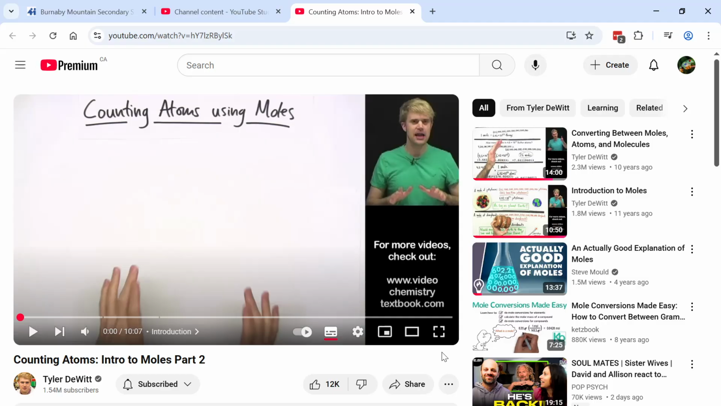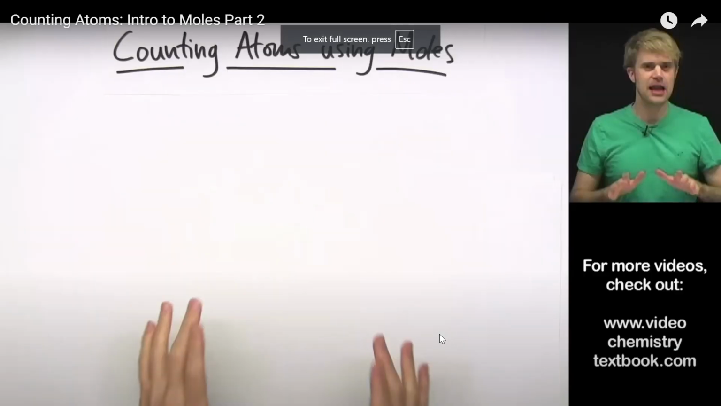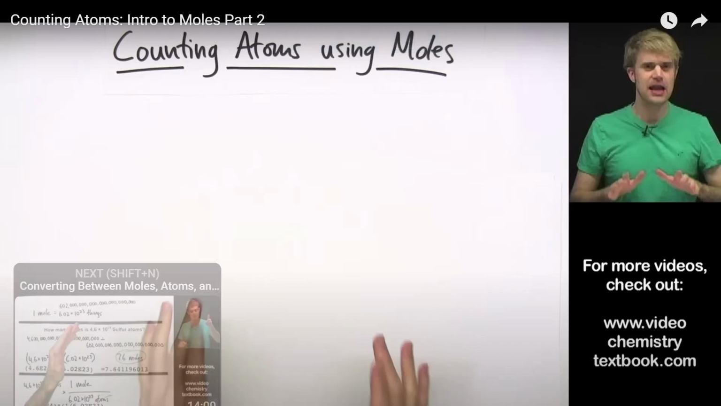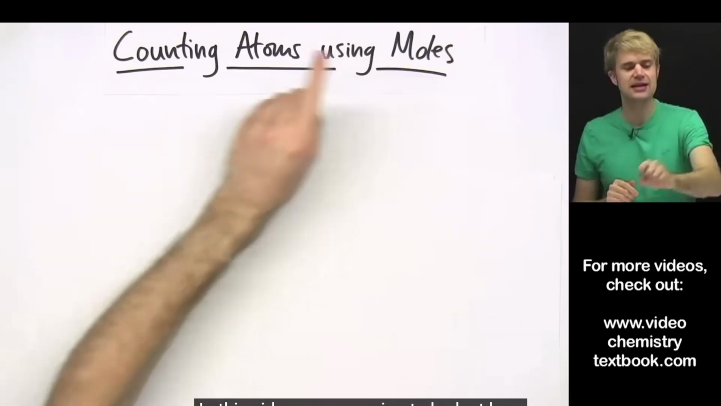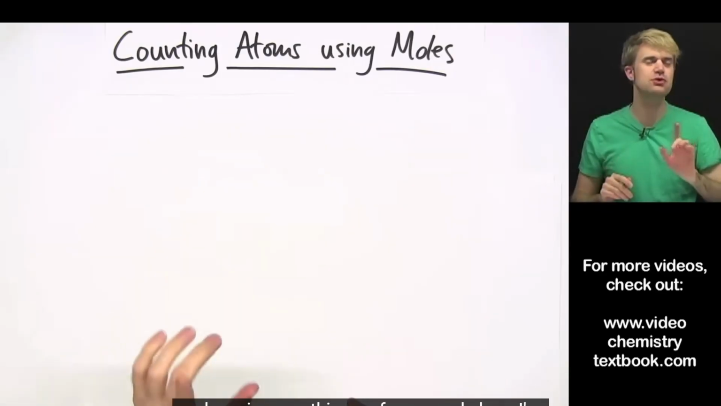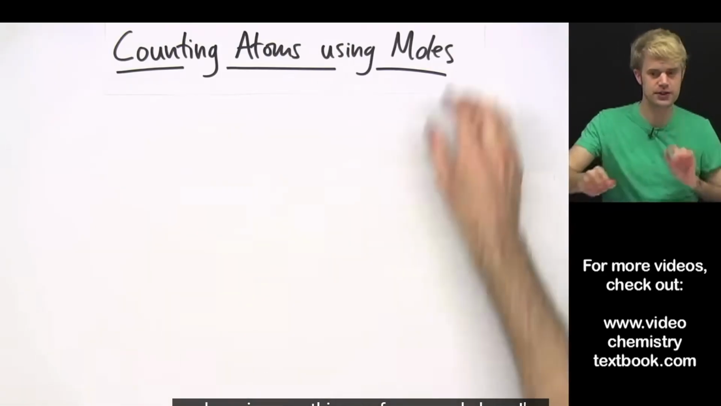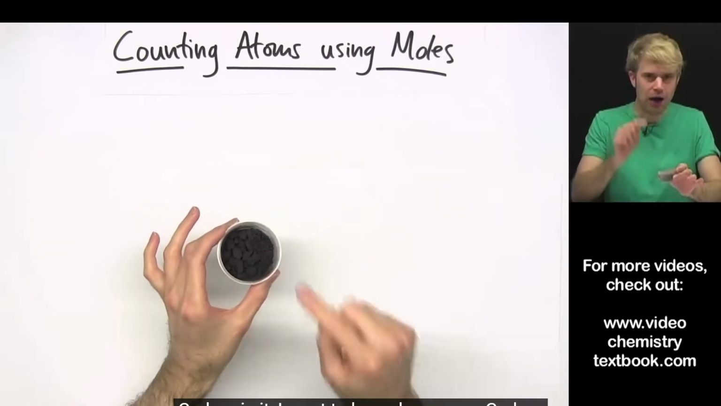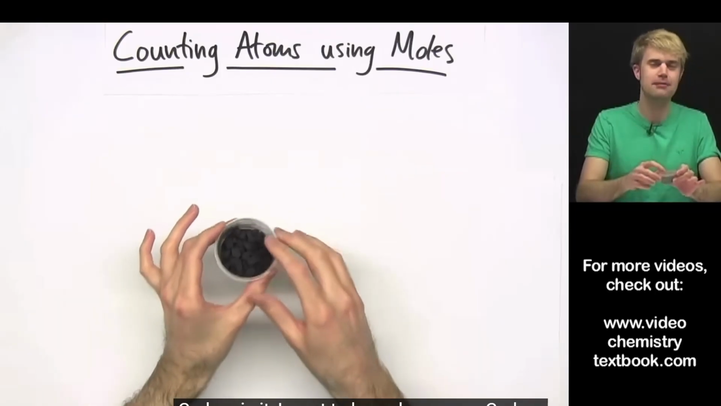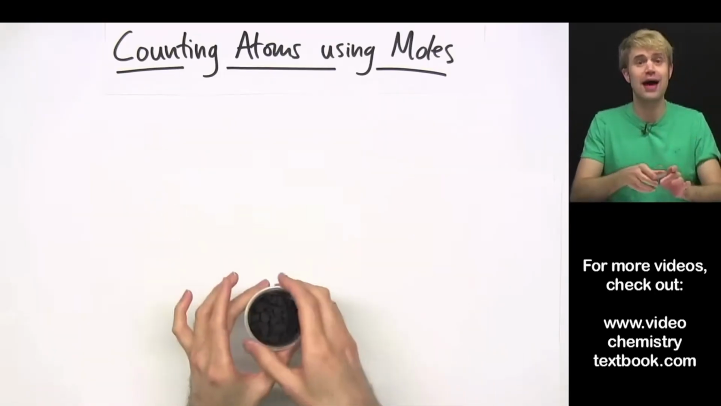I got the subtitles on because this is an old video and the sound is not particularly good. All right. In this video, we're going to look at how we can use moles to count the number of atoms we have in something. So, for example, here I've got a container with a bunch of chunks of carbon in it. I want to know, how many carbon atoms do I have here? We'll learn how to figure that out here.